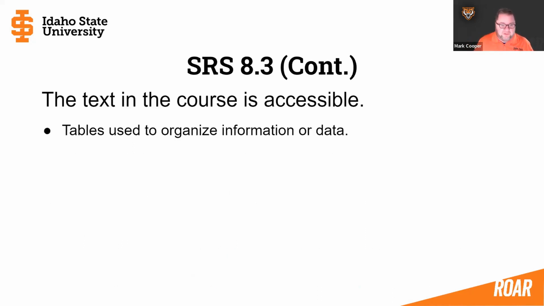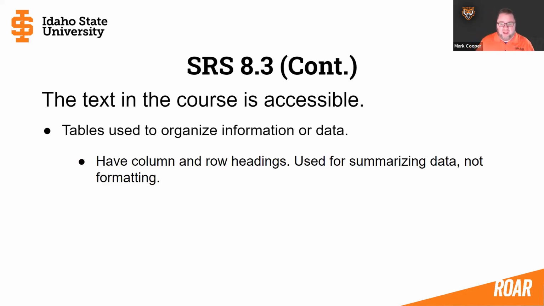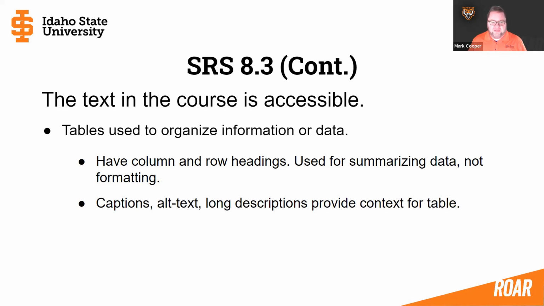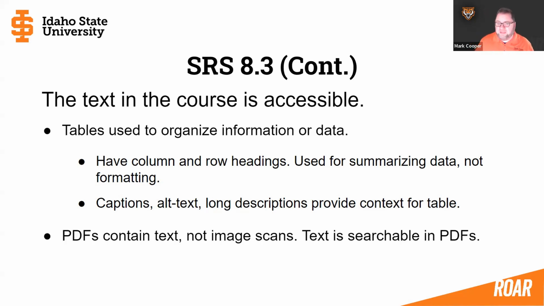The text in the course should also consider the use of tables. So tables are used to organize information and data under Specific Review Standard 8.3. This means having column and row headings, and that the tables are used for summarizing data, not for formatting your page. And you should also use captions, alt text, and long descriptions, because they provide context for the tables. And if you have any PDFs in your course, PDFs should contain text, not scanned images, so that your text is searchable in the PDF.